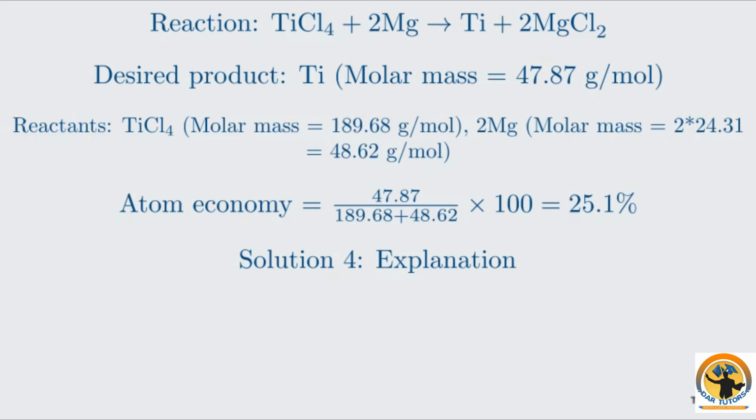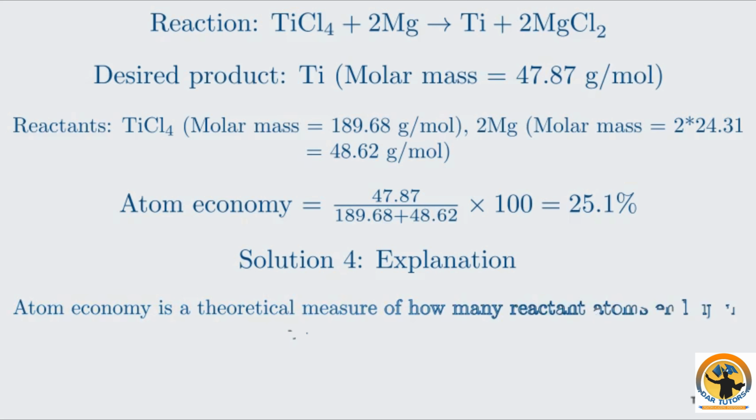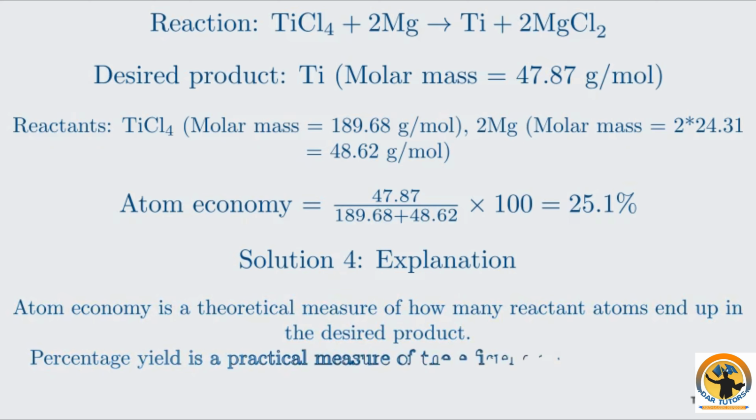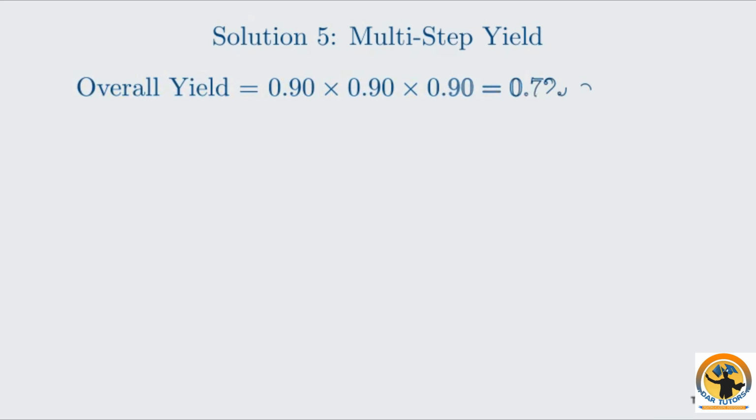The difference, as we discussed, is that percentage yield measures how much product you actually got compared to what you could get, while atom economy is a theoretical measure of how many of the starting atoms are incorporated into the useful product. For the final question, we calculate the overall yield. With a 90% yield for 3 steps, the overall yield is 0.9 times 0.9 times 0.9, which is 72.9%.